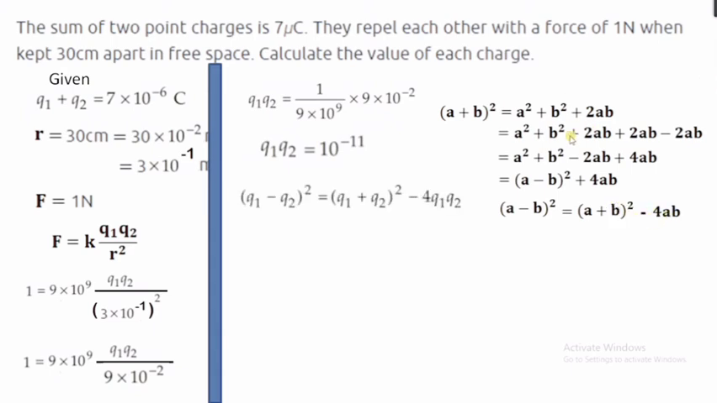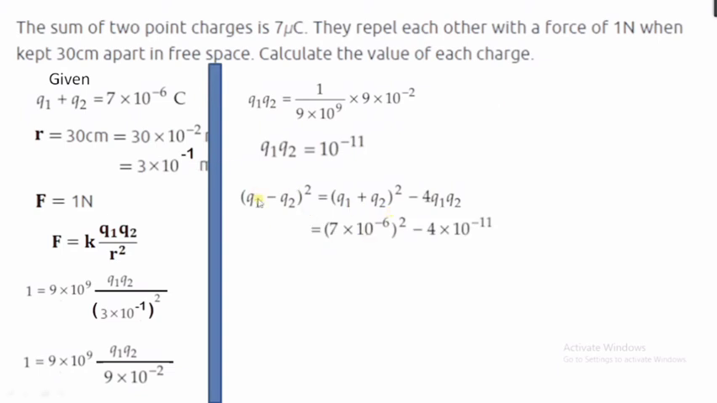Now I am writing the same formula for our problem. So (q1 minus q2) whole square is equal to (q1 plus q2) whole square minus 4 q1 q2. You don't need to write all the steps, just write this formula in your answer. Next, now I'll put the values. So q1 plus q2 is 7 microcoulomb and q1 into q2 is 10 to the power minus 11. So I'm putting the values.